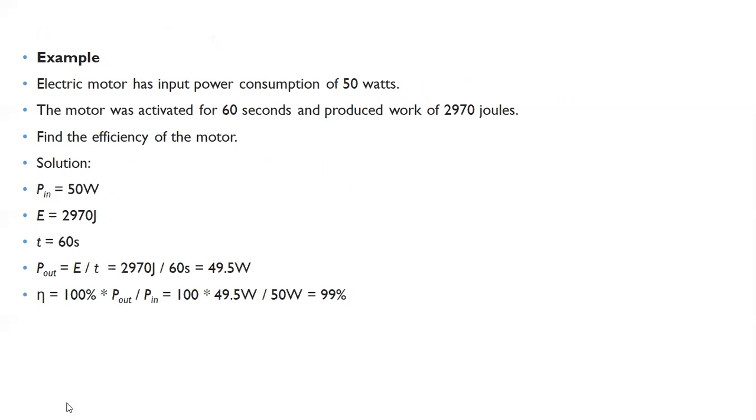So, example. Now we will work out an example to illustrate the power efficiency. An electric motor has an input power consumption of 50 watts. The motor was activated for 60 seconds and produced work of 2970 joules. Find the efficiency of the motor.